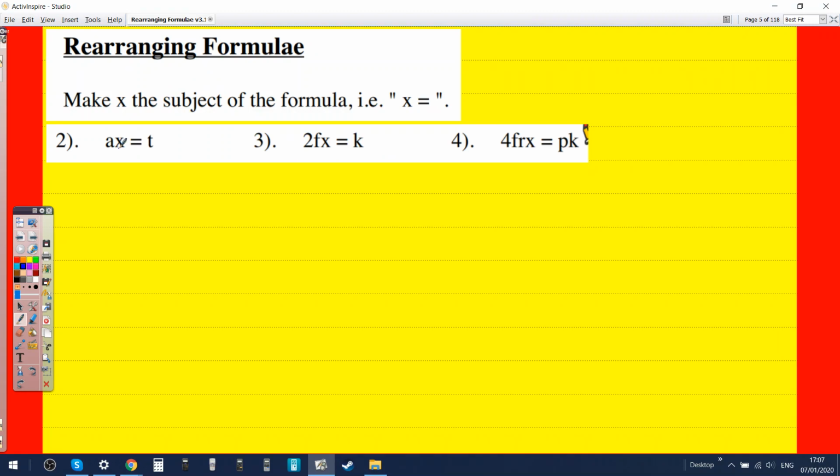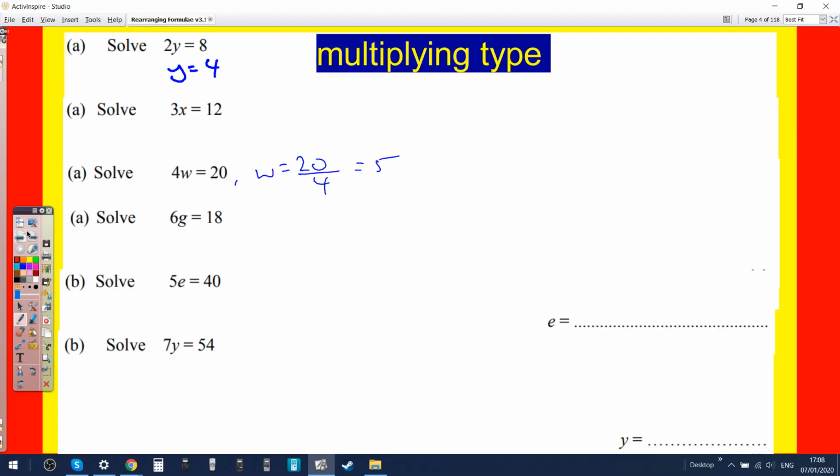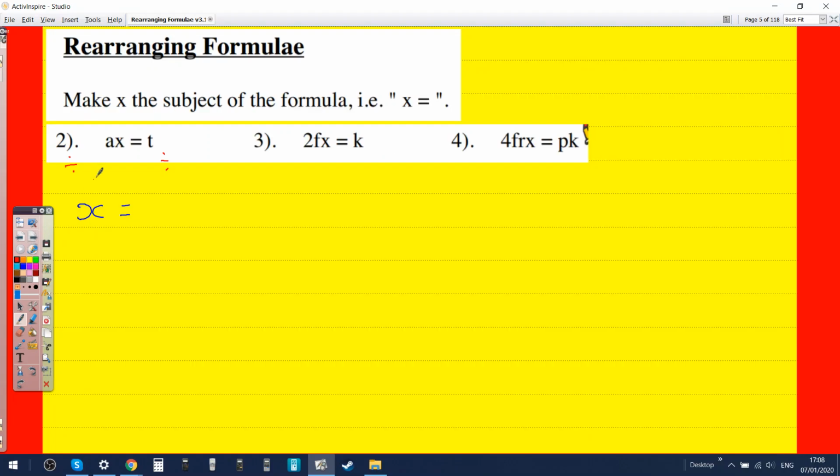Okay, let's try these. You have to make x the subject. Okay. So it's x equals a divided by t. What do you need to divide both sides by? Is it t? You have to get rid of times a, because that's next to the x. Okay. And so what do you divide both sides by? For these ones, you divide both sides by the number in front of the letter. So this is the same thing.